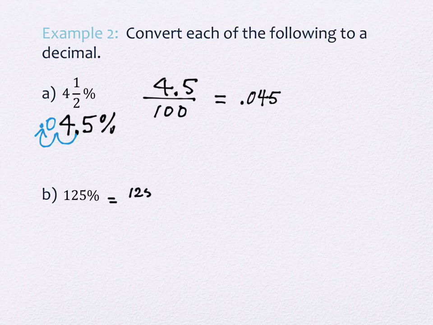125% is 125 per 100, right? Divided by 100. And if you divide that by 100, you get 1.25. If you think about it as moving decimal points, here's my decimal point after the 5. And I move it 2 to the left to give me 1.25.